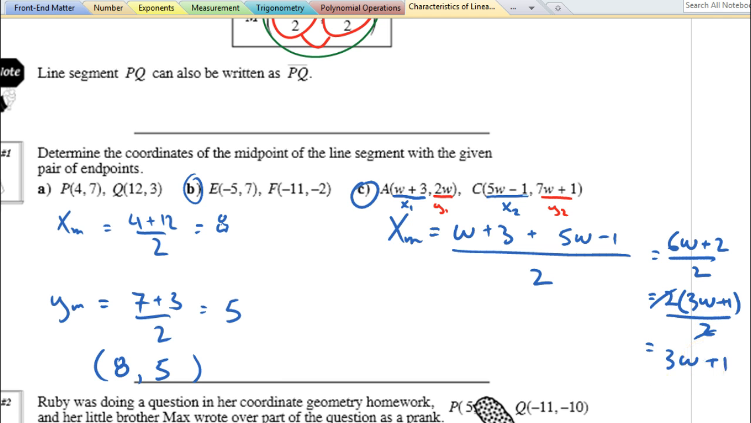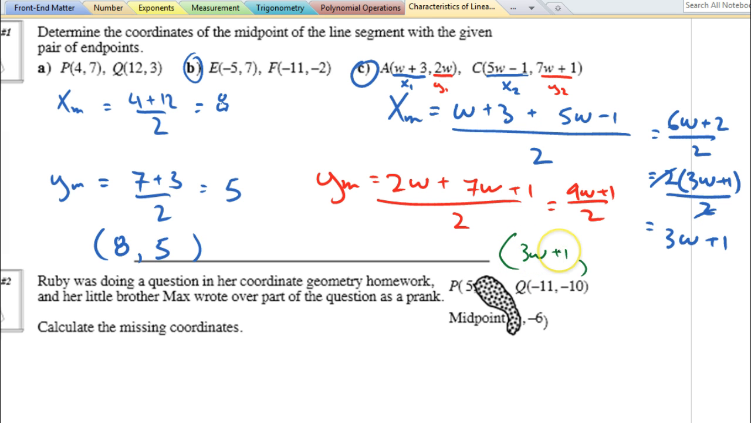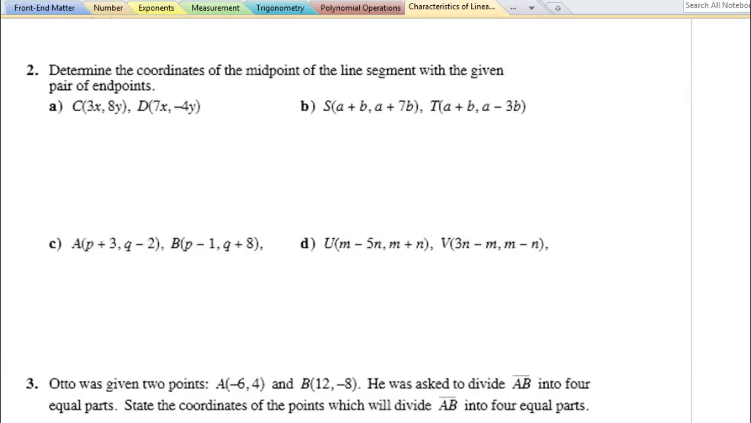That's the x coordinate. And we do the y in red here. So 2w plus 7w plus 1 over 2, and I get 9w plus 1 over 2, and I can't simplify that one because I can't factor anything out, so I'm just going to leave it as it is. However, I do have to write the coordinates out, and I'll do that in green. So it's 3w plus 1, comma 9w plus 1 over 2. Yeah, that's pretty much it.